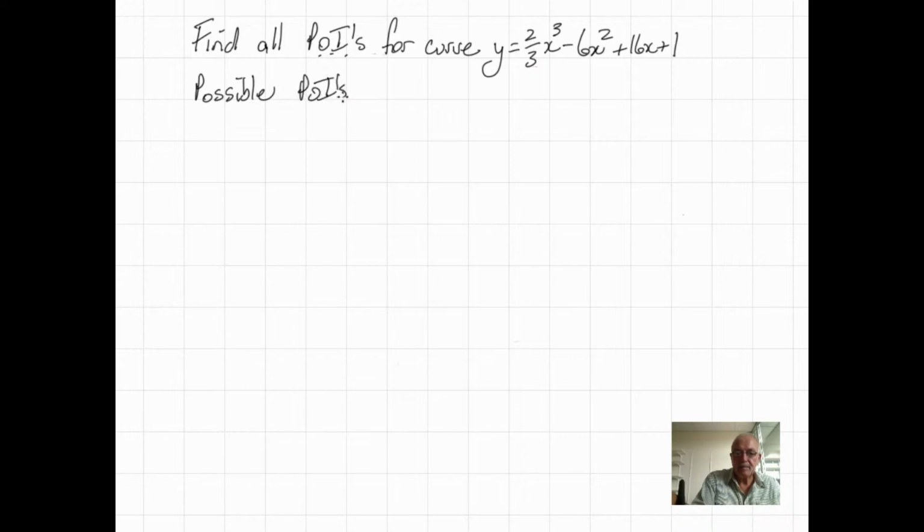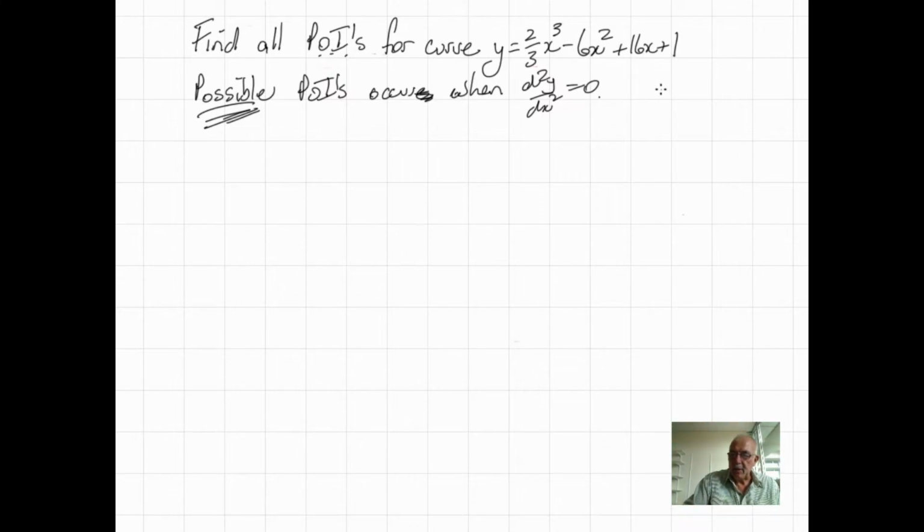POIs occur when d2y dx2 equals 0. Now I say the word possible because every time d2y dx2 is equal to 0, we don't necessarily have points of inflection.